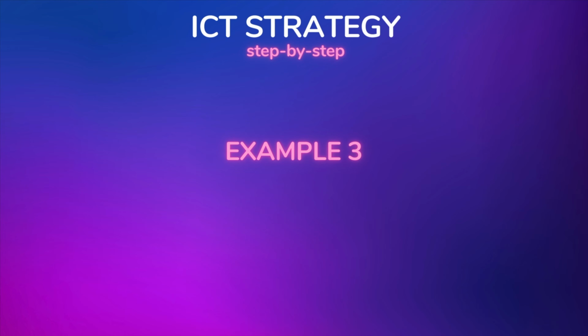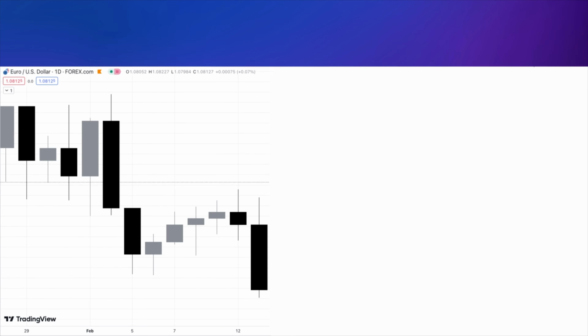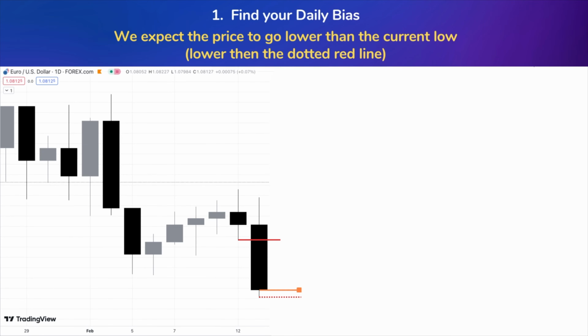Okay, guys, let's see a third example. As usual, let's look at Euro USD on the 1-day time frame. First and foremost, we need to find our daily bias. And so you have here the different levels. This tells us that we are actually expecting the price to go lower than the dotted red line.